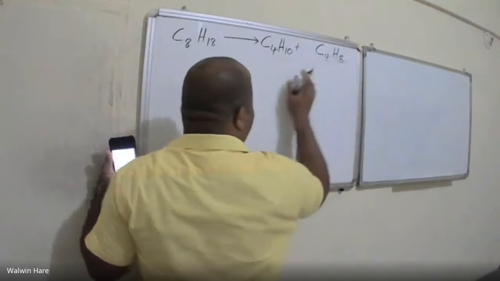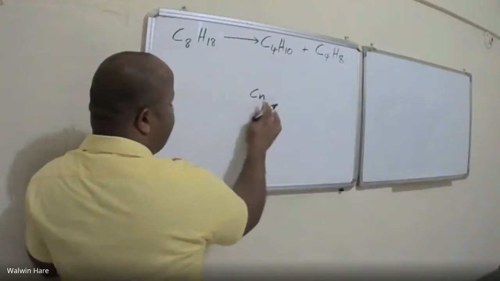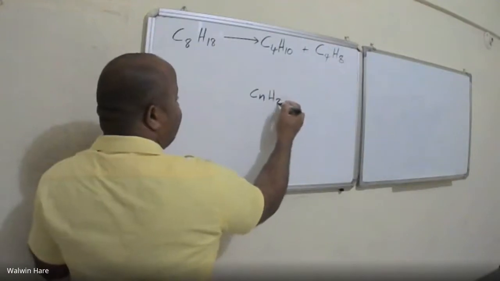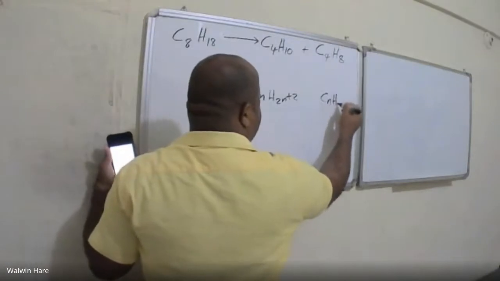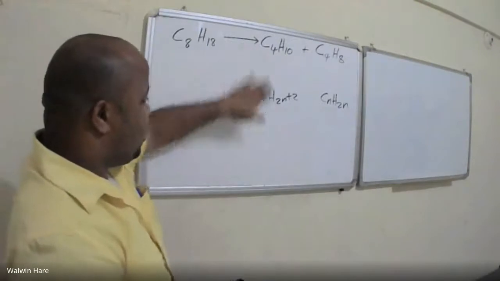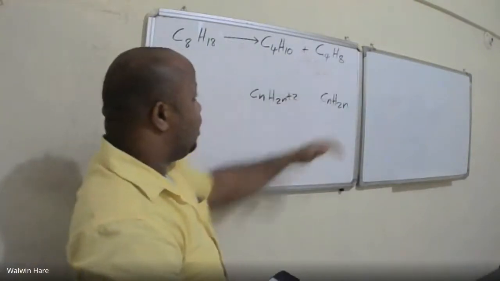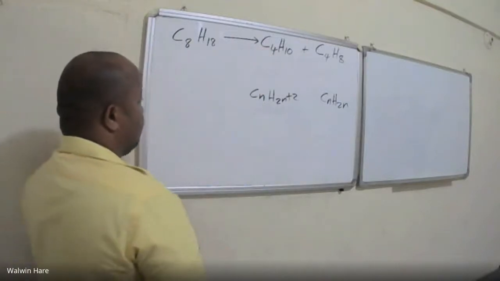Remind me of the general formula for alkane and alkene. Alkane is 2n plus 2 and alkene is 2n. But don't leave off the n part. So CnH2n+2 is the alkane and the alkene is CnH2n. Right. So this much is the alkane and this much is the alkene. What is the name of this alkane? Butane.